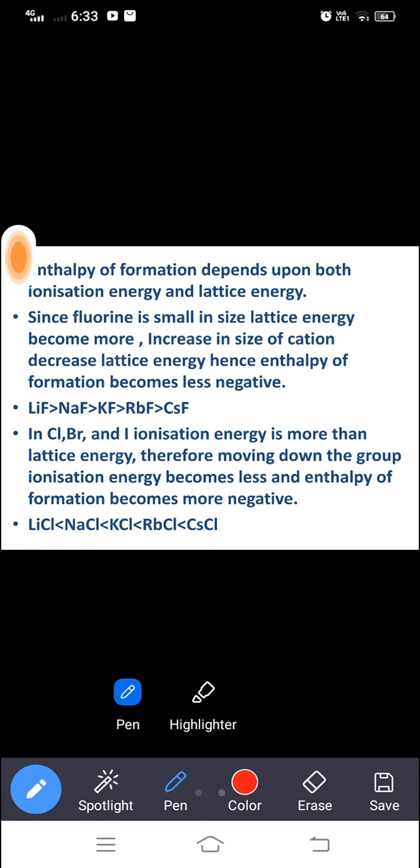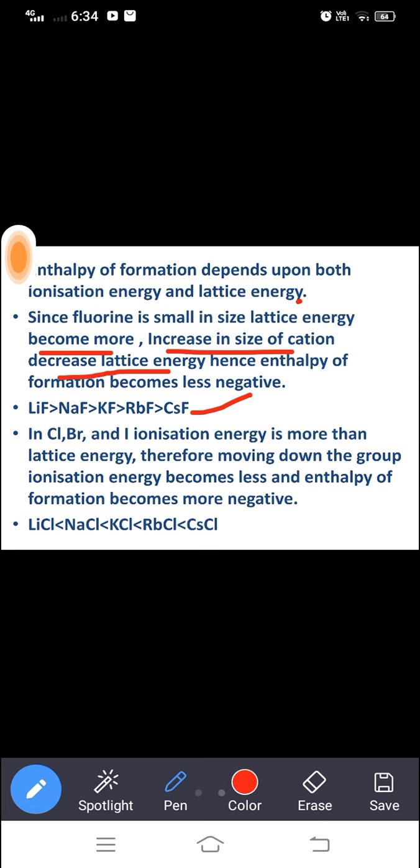Then enthalpy of formation, what we discussed is mentioned in this statement. Enthalpy of formation depends upon both ionization energy and lattice energy. Since fluorine is small in size, lattice energy becomes more. Increase in size of the cation decreases the lattice energy, hence enthalpy of formation becomes less negative. So lithium fluoride will have a more negative value compared to cesium fluoride. This concept, everything we discussed in the previous slide.